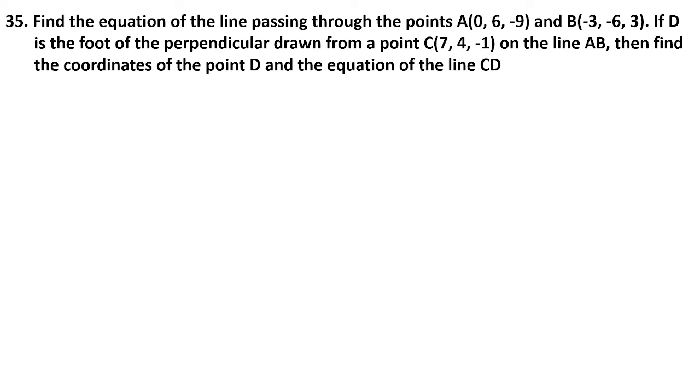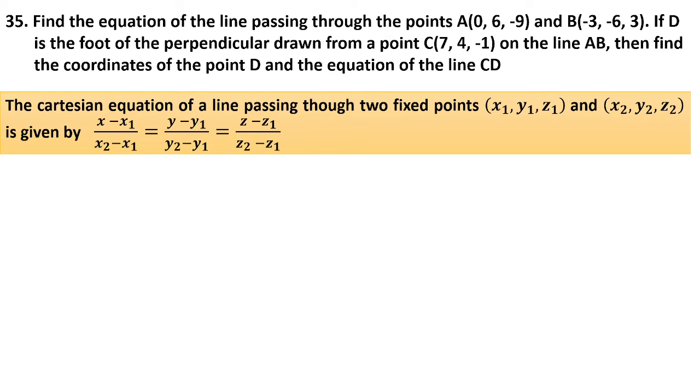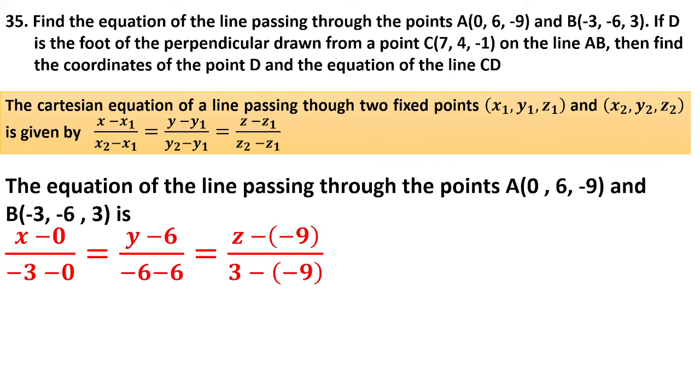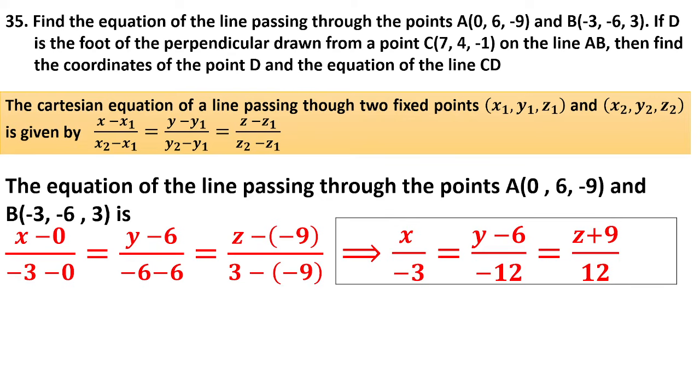Question number 35. Find the equation of a line passing through 2 points, and you have to find the coordinates of the foot of the perpendicular and the equation of the foot of the perpendicular. 3 questions are there. Now first let us find the equation of the line passing through 2 fixed points. This is the formula. I am finding the denominator, and you can find the direction ratio and you can put it in the denominator also. I got this as the answer.